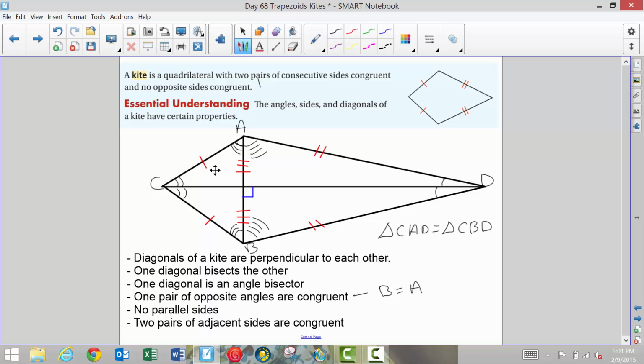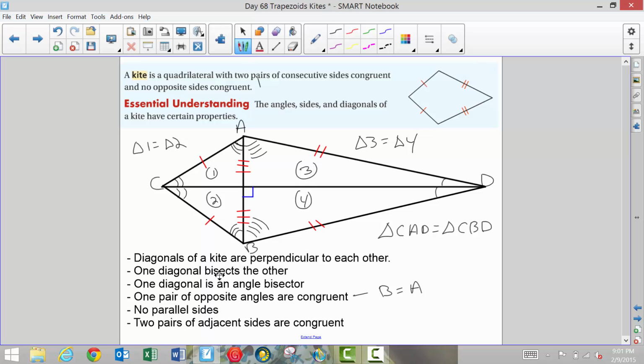Why? Because you should know that triangle 1 and triangle 2 are the same. And then you have triangle 3 is the same as triangle 4. So there's a lot going on in the kite that you're going to have to remember. The main things are down below here.